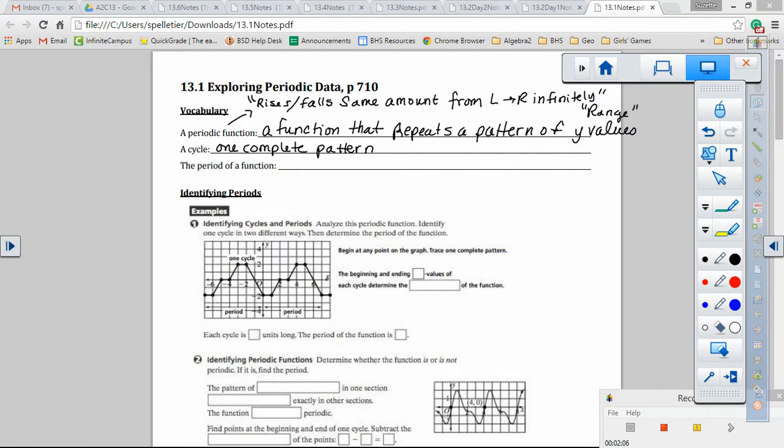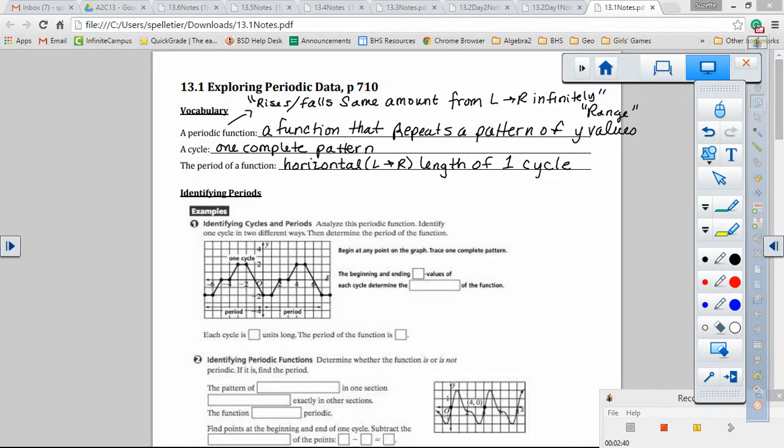The period of the function is the horizontal length of one cycle. So left to right, beginning to end, what is the length of one cycle? Okay, so horizontal, remember that horizontal means left to right. Horizontal, left to right, length of one cycle. There we go. One cycle.